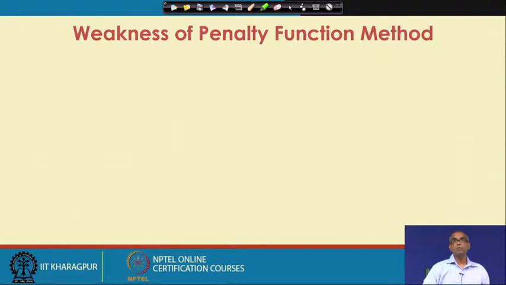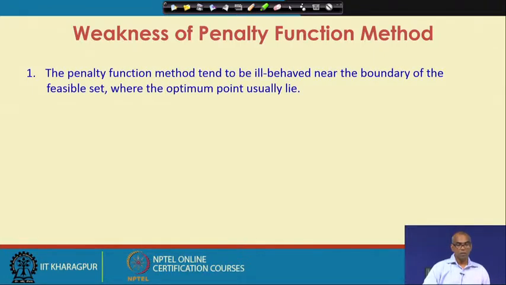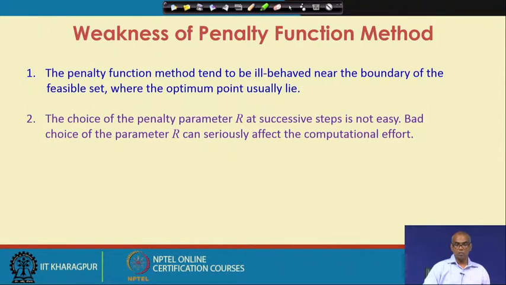So, what are the weaknesses of the penalty function methods that we have noted? The penalty function methods tend to be ill behaved near the boundary of the feasible set, and near the boundary of the feasible set, the optimal point usually lies. So, as the method approaches the optimum point, it tends to become ill behaved. The choice of the penalty parameter r at successive steps is not easy. A bad choice of parameter r can seriously affect the computational effort.